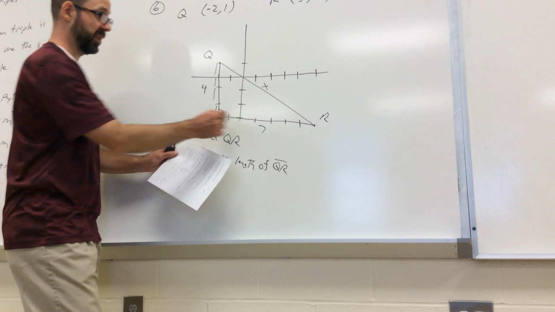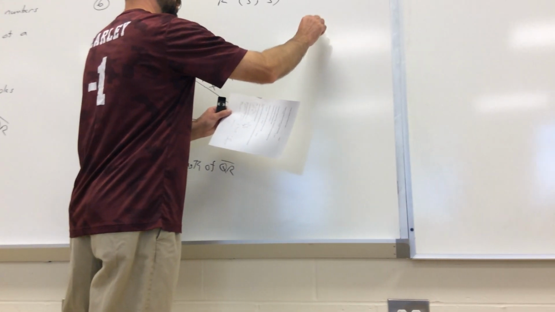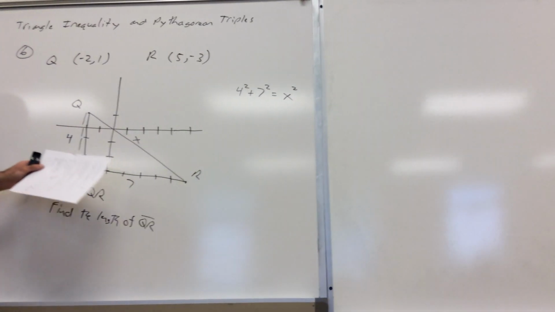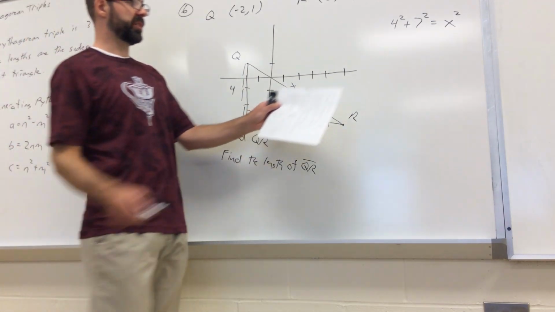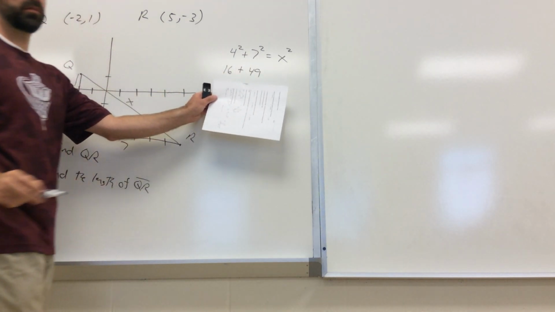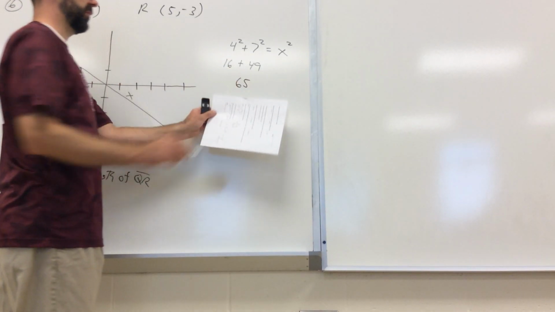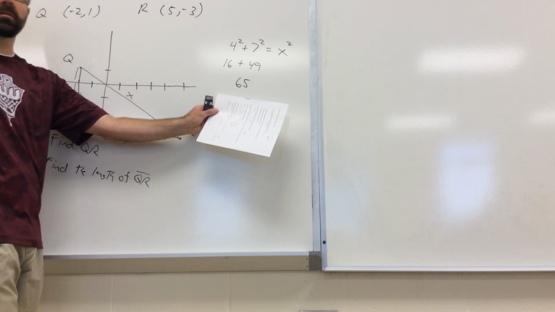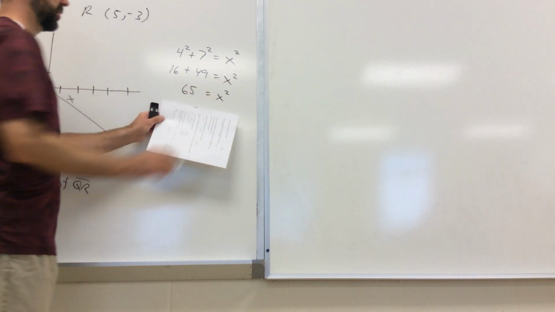And so I can just do leg squared plus leg squared equals hypotenuse squared. So the reason I'm allowed to use the Pythagorean theorem is because I drew a triangle in that happened to have a right angle. So then you just figure it out from there. 4 squared is 16, and 7 squared is 49. And then 16 plus 49 is 65. And then you carry down the other side, x squared.